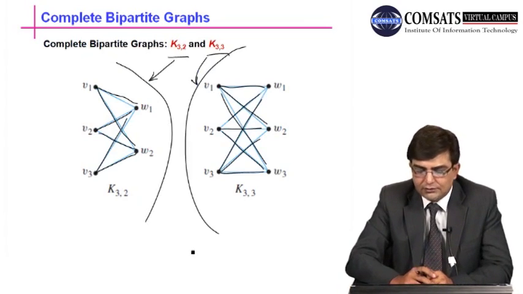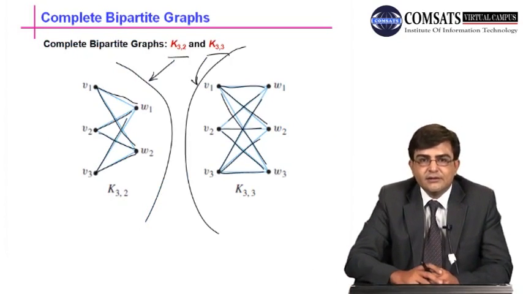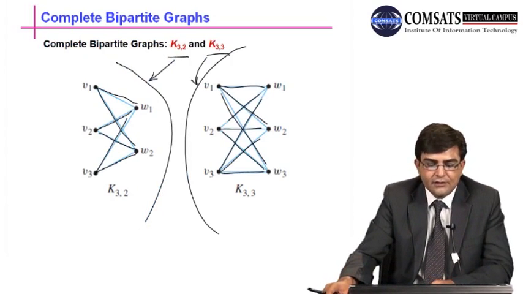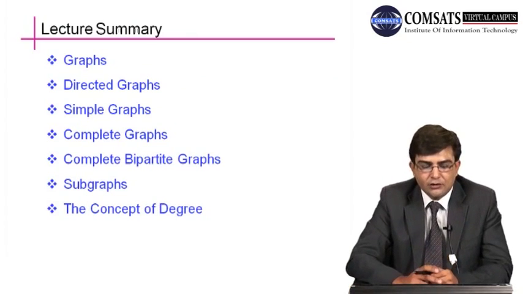So for today, I think it's enough. We stop here, and in today's lecture we have discussed the basic terminology of graphs and what kind of problems we can deal with in this theory of graphs. We have discussed several examples of graphs, and then we have discussed directed graphs with the help of examples, simple graphs, complete graphs, and complete bipartite graphs.